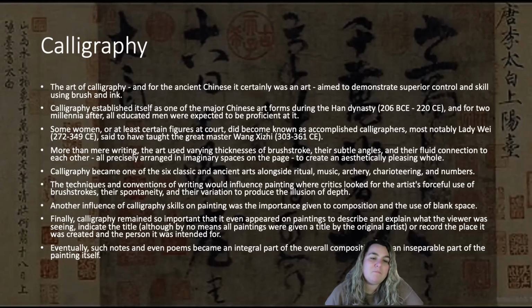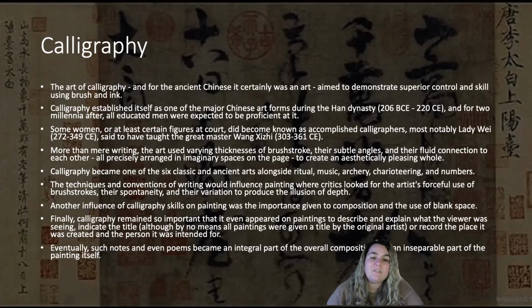More than mere writing, it was the art of using varying thicknesses of brushstroke, their subtle angles, their fluid connection to each other, all precisely arranged in imaginary space on the page to create an aesthetically pleasing whole. Calligraphy became one of the 6 classic and ancient arts alongside ritual, music, archery, charioteering, and numbers.